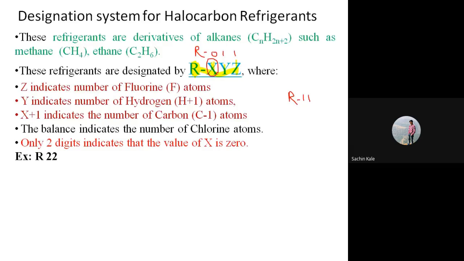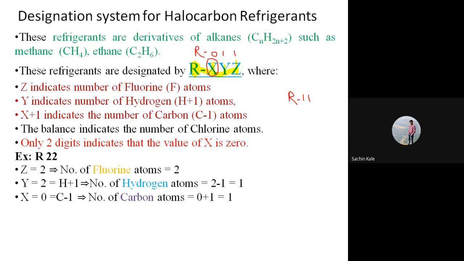If you consider the example of R22, the first digit, 2, indicates the number of fluorine atoms. So the number of fluorine atoms is equal to 2. The second digit indicates the number of hydrogen plus 1. That means Y, indicating H plus 1, is equal to 2, so the number of hydrogen atoms is equal to 1. And the third digit will be 0 here, as only 2 digits are there. So the value of X is equal to 0, which is equal to C minus 1, carbon minus 1. Based on that, you get the value of carbon equal to 1.